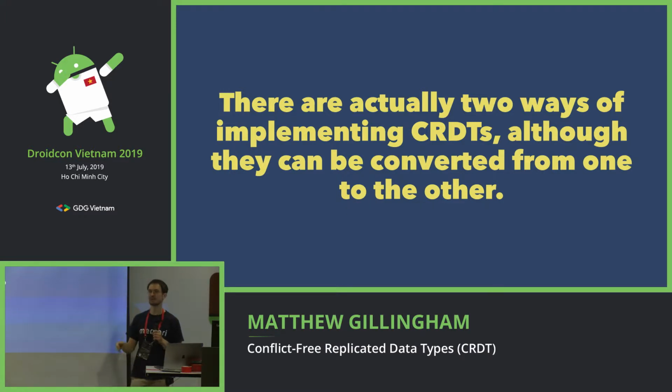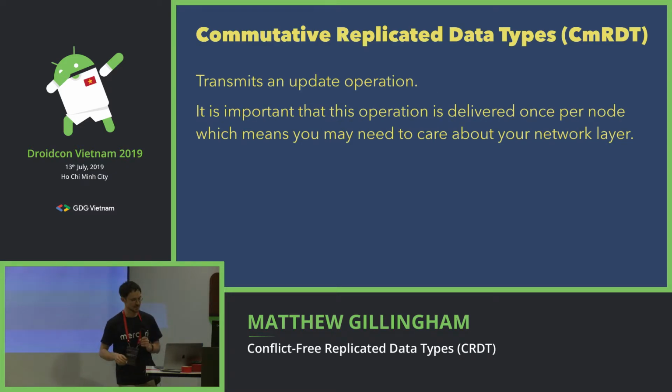But it's worth noting that there are these two different approaches if you want to build one of these types of sets. The first type is called a commutative replicated data type, and what you're transmitting is the update operation. There's one important thing to realize about this. Usually with conflict-free replicated data types, you don't have to worry so much about your network. It's one of the nice points. It's just data structures and merging them, and you don't necessarily have to care how the data is passed.